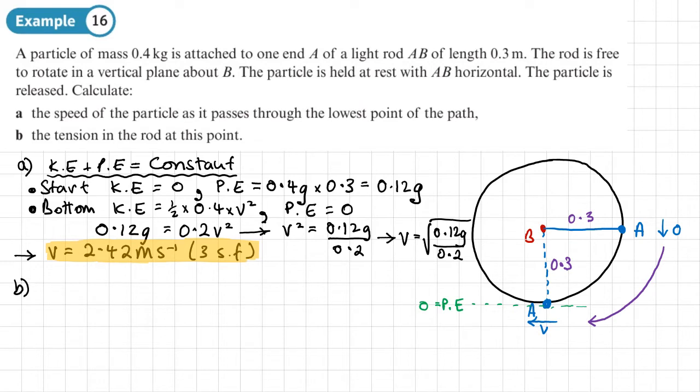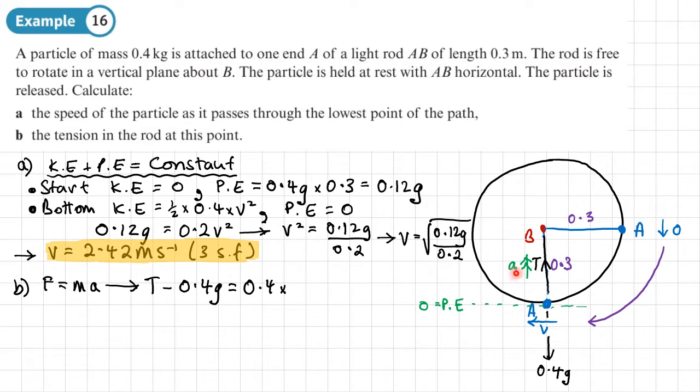Okay, part B says the tension in the rod at this point, so that's down here. Now the tension is going to be acting towards the center. Then we've got the weight of the particle, 0.4 g, acting outwards. Now remember, the acceleration acts towards the center. So we're going to use F equals ma. Right, so since it's acting towards the centre, we resolve towards the centre. Let's just mark this as T here as our tension. So tension is going up minus the 0.4 g going down, and that's going to equal m, 0.4 times a.